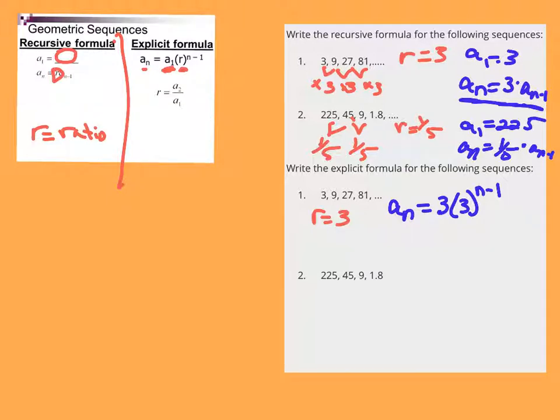If I look at sequence number 2, I know that my ratio was 1/5. So when I write out my formula, it's going to be A sub n is equal to my first term, which is 225, times my r value, which is 1/5, to the n minus 1 power. So whether it's a recursive formula or the explicit formula, for both of them, the only thing I need to substitute in is A sub 1 and r, and the other variables are going to stay in.